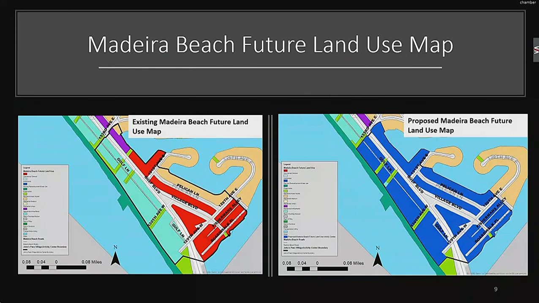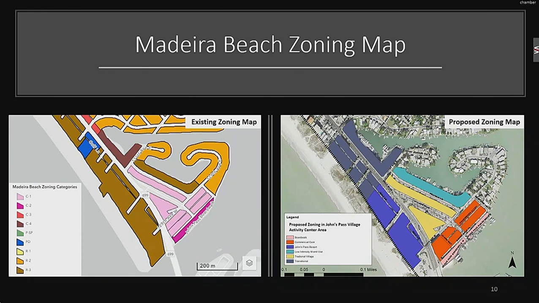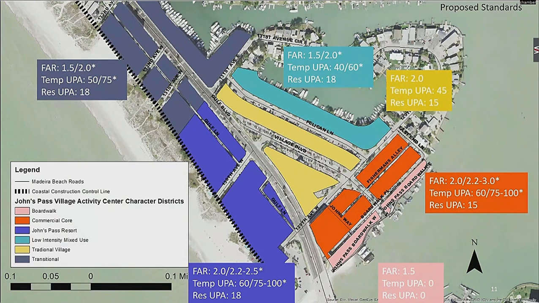So although it looks like one type of land, it actually has those 6 different character districts within the comprehensive plan. And then going further, in the land development regulations and the corresponding zoning map, this is where you see the 6 different new zoning districts. You can see here the proposed standards for the activity center, and how each one of these districts has different intensities and densities based on the area.